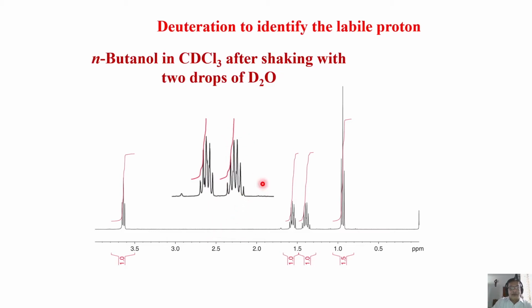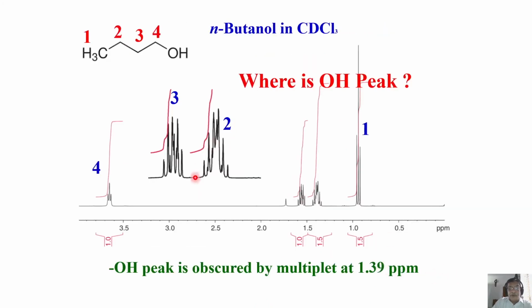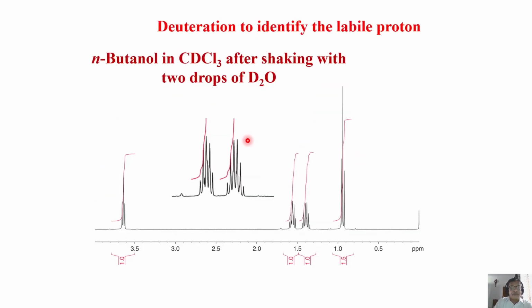Look, this became a very clear pattern now compared to this. Earlier, you see, the OH peak was obscured by this bunch. Now that OH disappeared. You get a very clear multiplicity pattern here. What happened to OH then? When you add D2O, OH will become OD. It is not protonated anymore. It is deuterated. Because it is deuterated, you don't see it in the proton spectrum. As a consequence, the OH peak is not seen. But at least you identified that OH was hidden here.